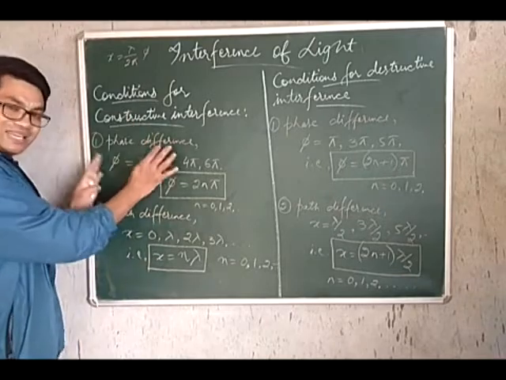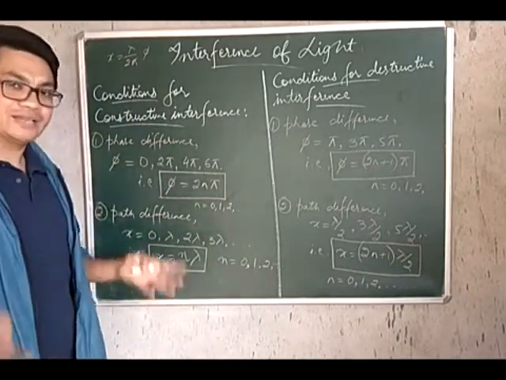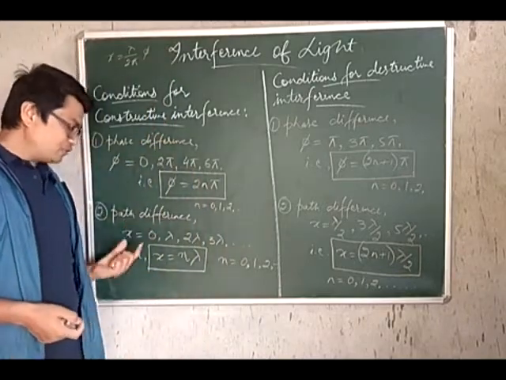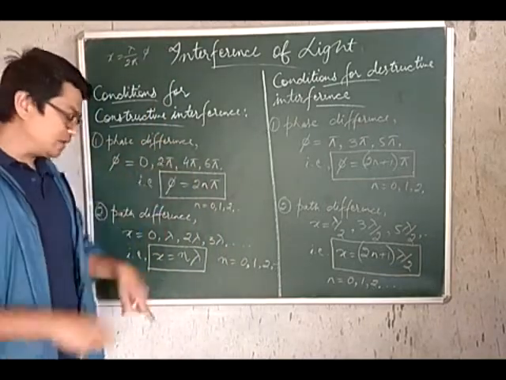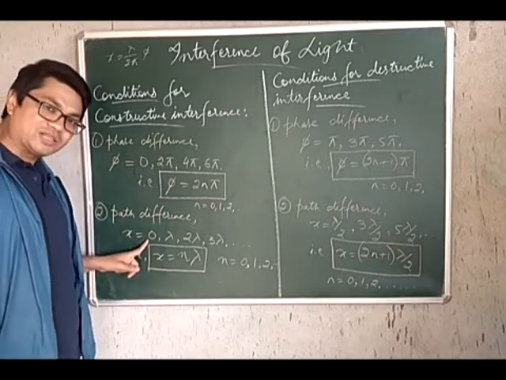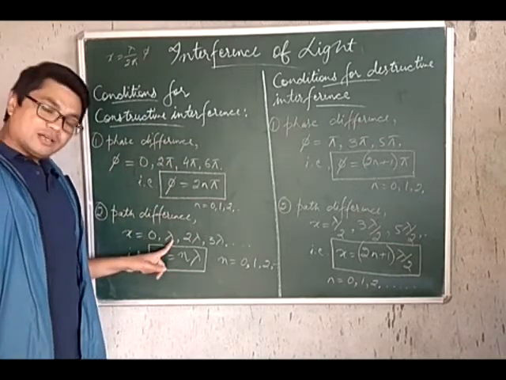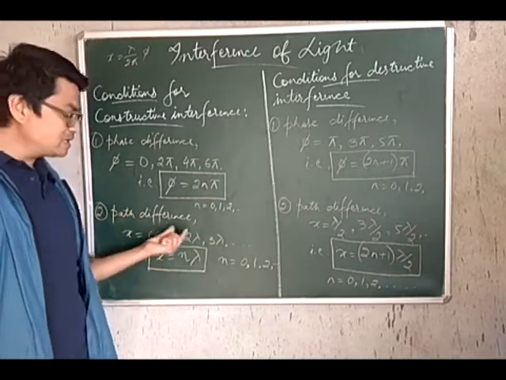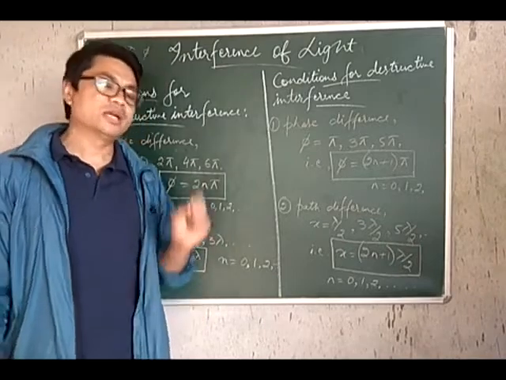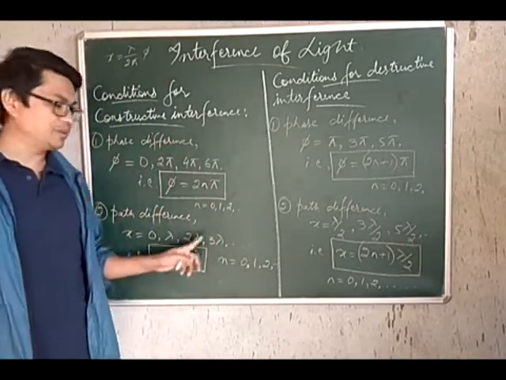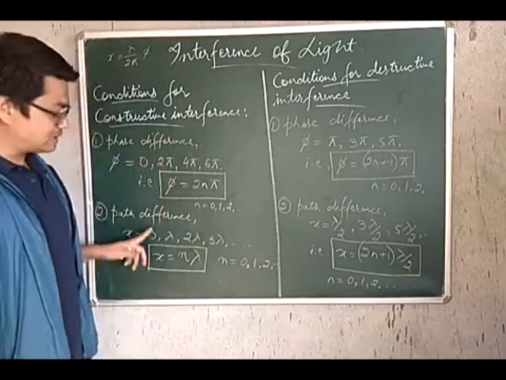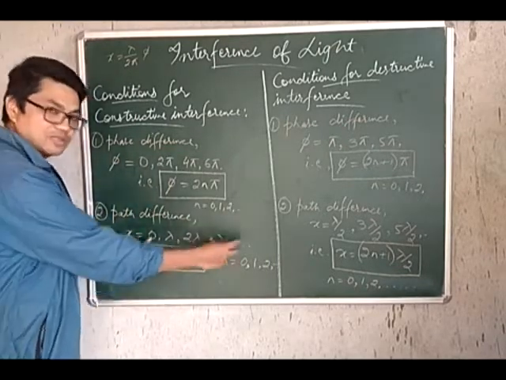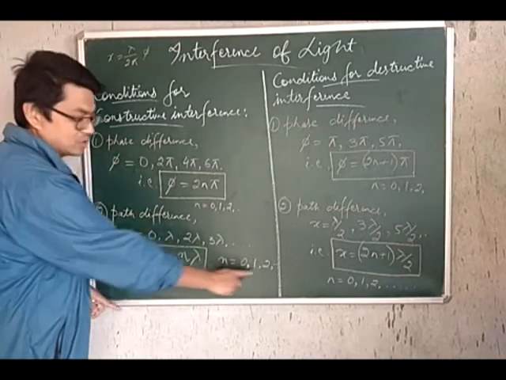The very same thing could be expressed in terms of the path difference also. If the path difference x between two interfering waves is 0, that is there is no path difference whatsoever, or lambda, that is one complete wavelength, 2 lambda, 3 lambda, that is an integral multiple of lambda, then also we get constructive interference. The general way of saying integral multiple of lambda is n lambda, where n is 0, 1, 2, 3.